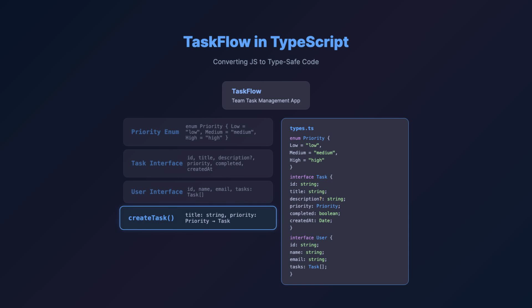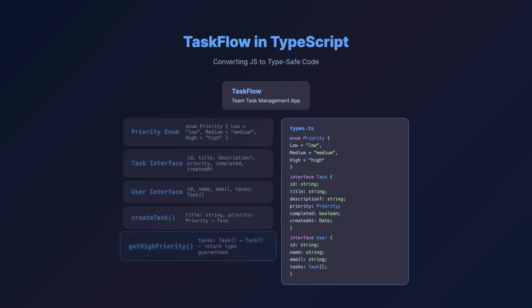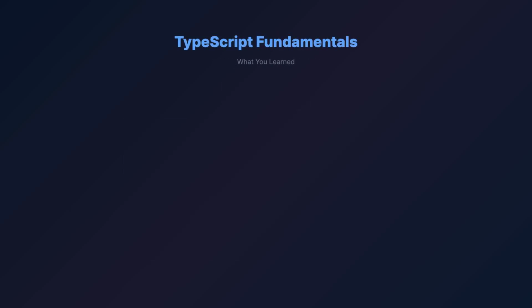Now our functions are type safe. function createTask(title: string, priority: Priority): Task. You can't pass a number as the title. You can't pass an invalid priority. The compiler catches it before you even save the file. function getHighPriorityTasks(tasks: Task[]): Task[]. The return type tells you exactly what you get back, no guessing. This is the power of TypeScript. Your code documents itself.